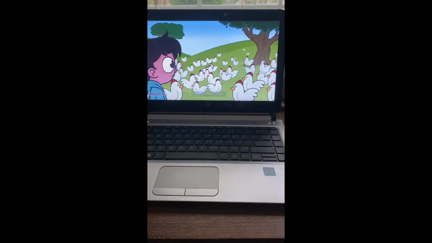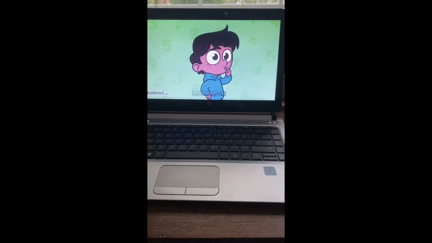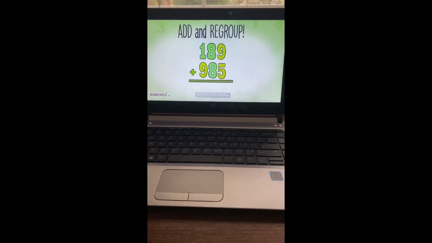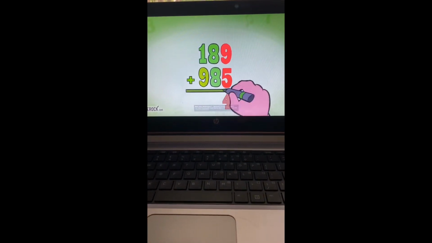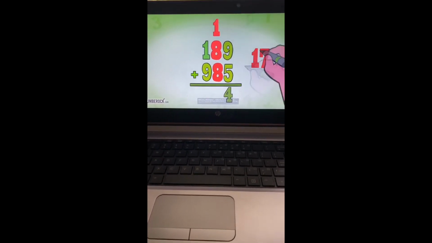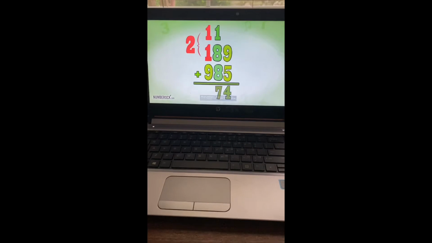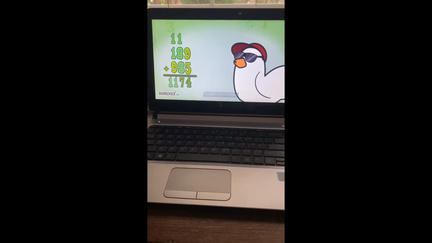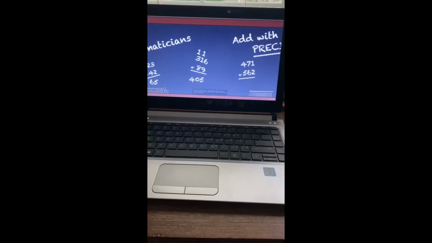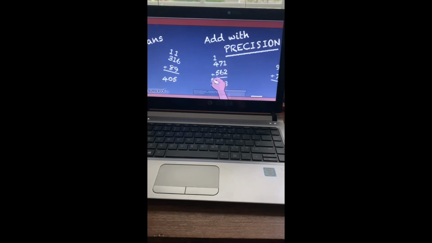And 985 hens are outside. To find out how many hens are in the coop, we gotta know how to add and regroup. 9 and 5's 14, right for the 10 carries. 1 plus 8 is 9, plus 8 is 17. Keep the 7, the 100 regroup. 2 plus 9 is 11, cock-a-doodle-doo. We mathematicians add with precision.